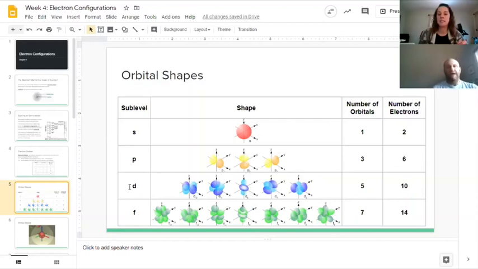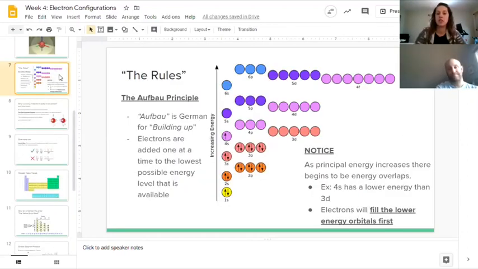Then you have the D sublevel, which looks like a clover for 4 of them, and the 5th one is complex. And for F, they're all very complex. There's not really a shape that you can relate them to necessarily. I've heard some people refer to them as flowers, but that doesn't fit all of them. And the term Aufbau is German for building up.